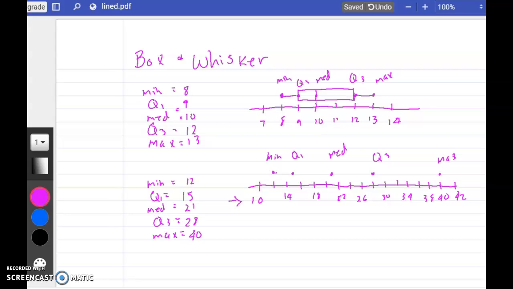To build a box and whisker plot, again, we come in from our min, we come in from our max, and then we build a box that joins those 2 points. And finally, a line through the median. And that's it for box and whisker.